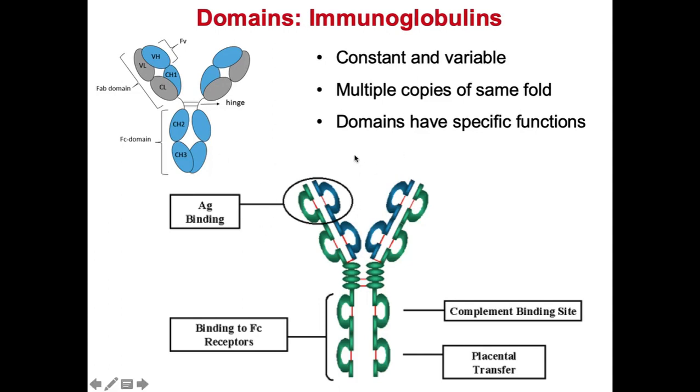So each of the domains of an immunoglobulin will have specific functions, and here highlighted we have the antigen binding domains. These domains at the bottom here are for binding to what we call Fc receptors, and then there are other domains which are responsible for placental transfer. So this is when the mother will pass antibodies on to the growing fetus. And then we also have a specific domain which will recognize a complement binding site.